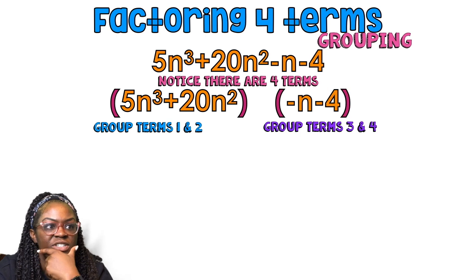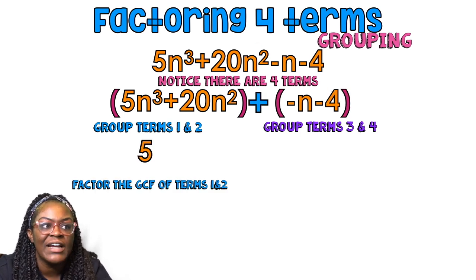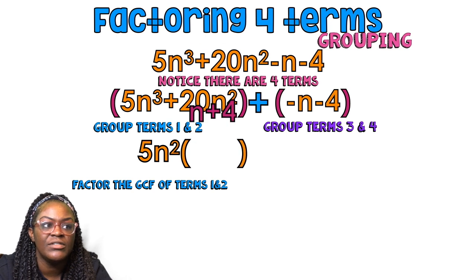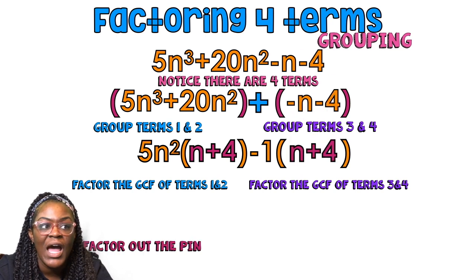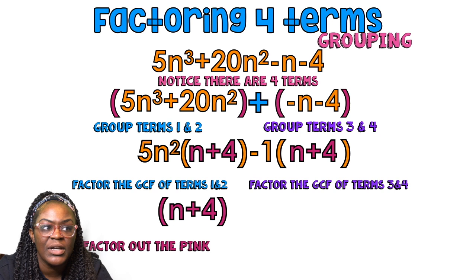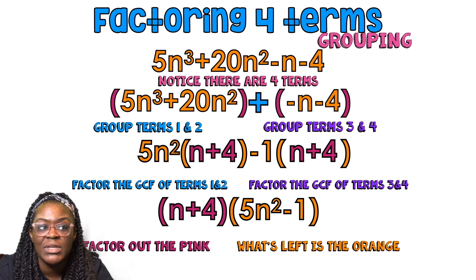Again, pause the video if you want to try it on your own first. Group the second two, put a plus sign in the middle. Factor out the GCF of the first two terms. Factor out the GCF of the second two terms. If they match, you know you're doing it right. You factor out the matching part, the pink. What's left is the orange. Boom, that's your answer. No extra step because there's no difference of two squares.